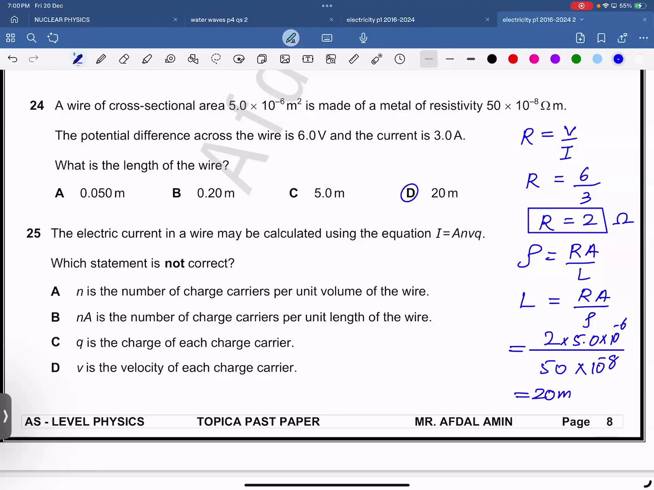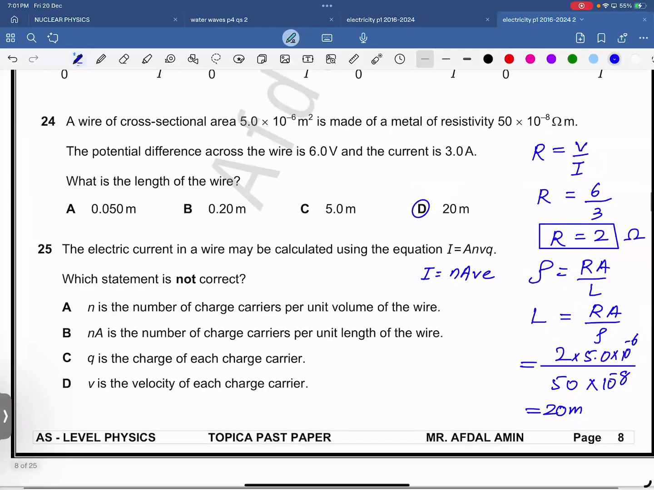The electric current in a wire may be calculated. I is equal to actually nAvq. It is the same equation, nAvQ. We did like this. nAvq mean number density, area, velocity, charge. Which statement is not correct? Which one is not correct? So the wrong statement you need to choose, my dear students.